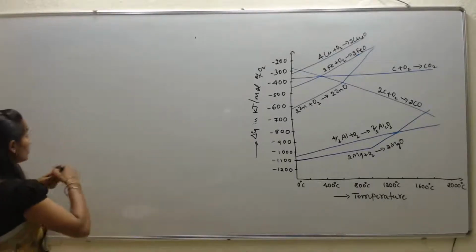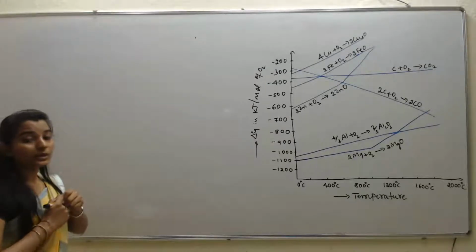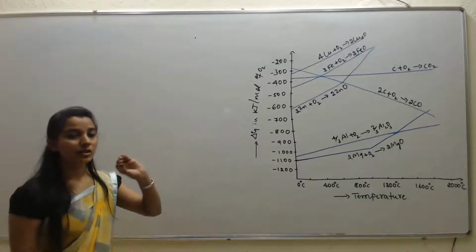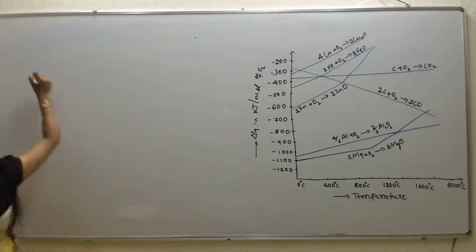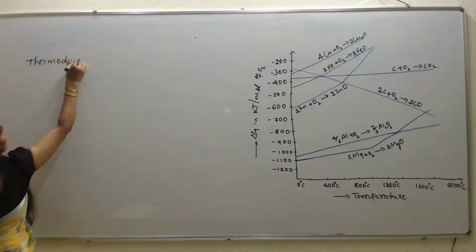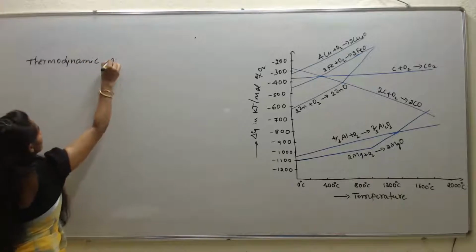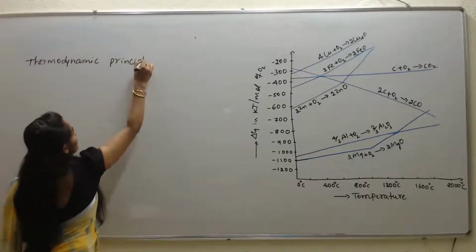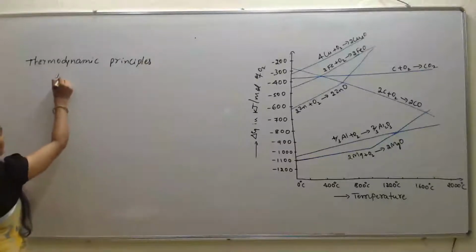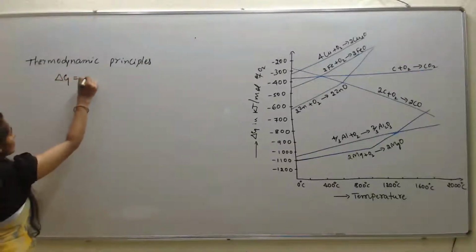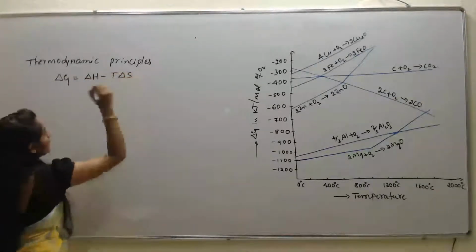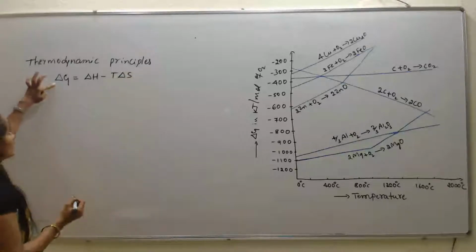Today I am going to tell you the thermodynamic principles involved in the extraction of metals. Thermodynamic principles in metallurgy. The main thing we follow here is delta G is equal to delta H minus T into delta S. What is meant by delta G?